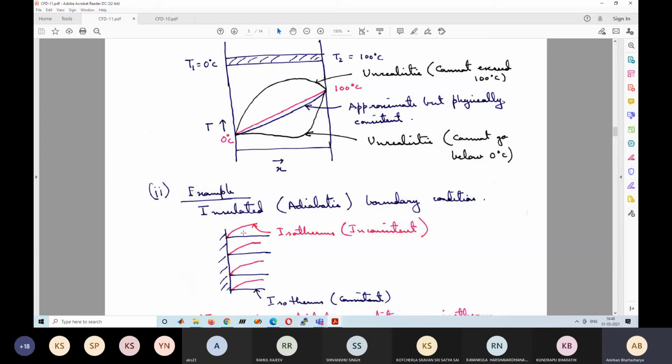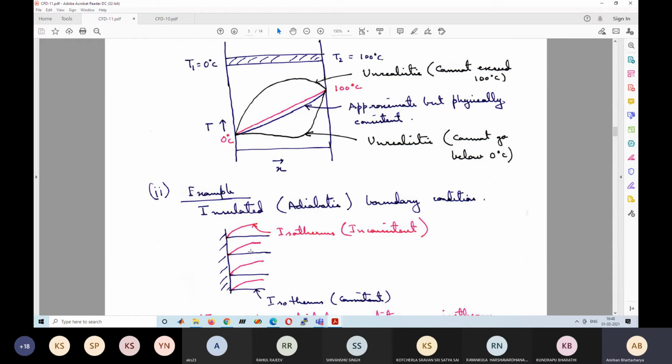Okay, it cannot be true. For adiabatic boundary condition, this is the common problem I see in many CFD solutions. Students sometimes run a solution and show me the results, and I see that the temperature at the boundary is following this type of pattern. Isotherms are bending like this. So it means that something has gone wrong.